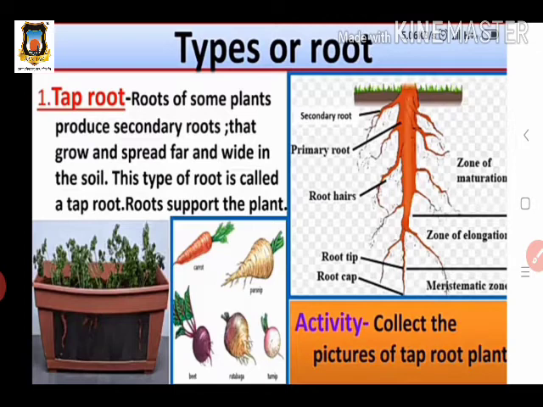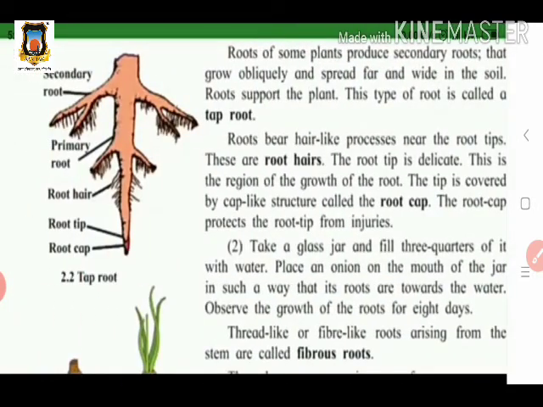See, carrot, then beet, onion, turnip. These pictures mean these plants have such type of roots. It's called tap roots. If you observe such type of fruits or vegetables, they have such type of roots. Okay. So in your textbook also they give us a picture of this taproot.